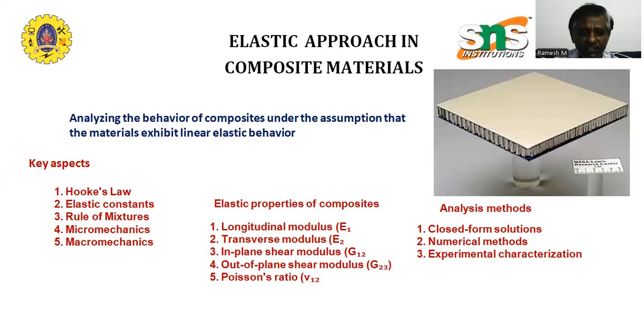Then elastic properties. What are the elastic properties of the composites? The longitudinal modulus, that is the Young's modulus, is the stiffness in the fiber direction. Then the transverse modulus is the stiffness perpendicular to the fiber direction. It is the same stiffness property, but the direction is perpendicular to the fiber direction. Then the in-plane shear modulus is the shear stiffness in the fiber plane. Then the out-of-plane shear modulus is the shear stiffness out of the fiber plane, which is a very important property in composites. Then Poisson's ratio, as I said, is the lateral strain to the linear strain, how much change in the lateral dimension relative to the original linear dimension.